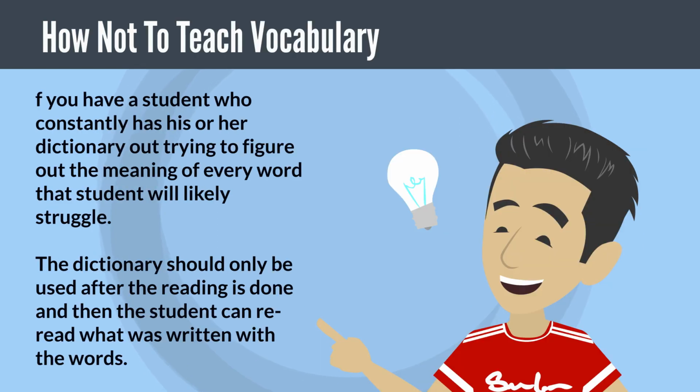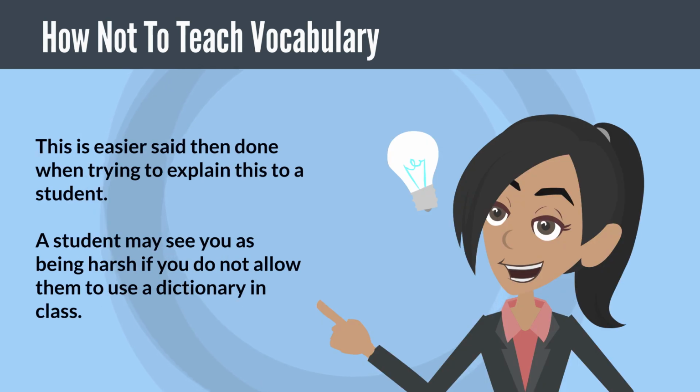If you have a student who constantly has his or her dictionary out trying to figure out the meaning of every word, that student will likely struggle. The dictionary should only be used after the reading is done, and then the student can reread what was written with the words. This is easier said than done when trying to explain this to a student. A student may see you as being harsh if you do not allow them to use a dictionary in class.